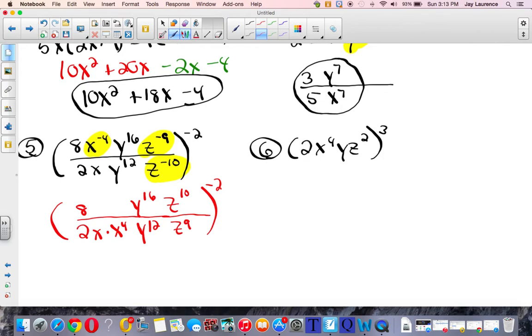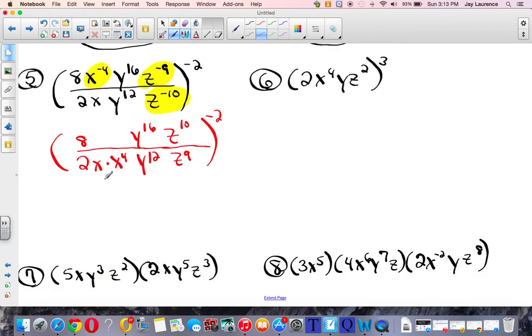All right, so now I'm going to simplify everything I possibly can inside the quantity. So 2 is going into 8 4 times. So I'm going to have 4. My x to the 1st times x to the 4th will be x to the 5th. Y 16th over y to the 12th, well, that'll be a y to the 4th in the numerator, right? And here, all the z's will cancel except for 1 in the numerator, and that'll be the -2nd.